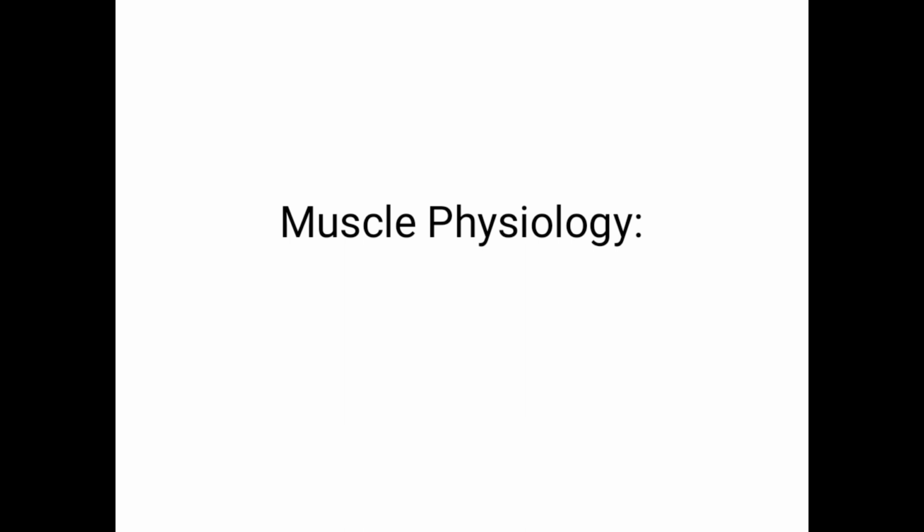In the last class we started muscle physiology, and you understood the neuromuscular junction. Next we will go to the next topic, that is the mechanism of muscle contraction. In this, we will see how muscle contraction takes place after getting the action potential.